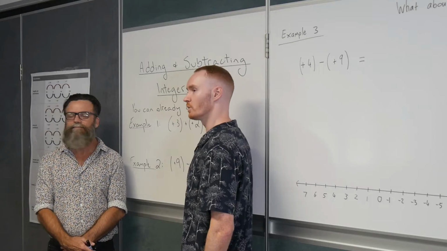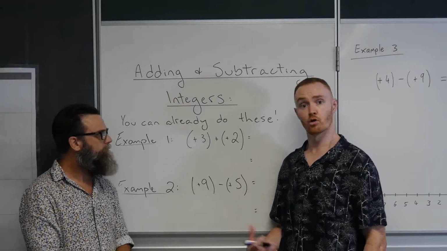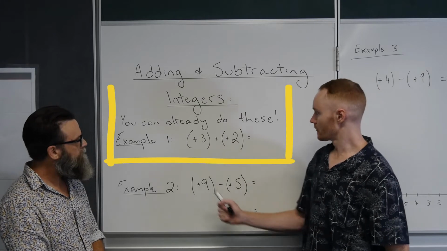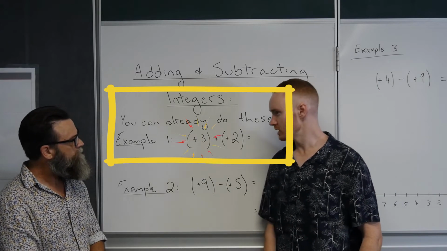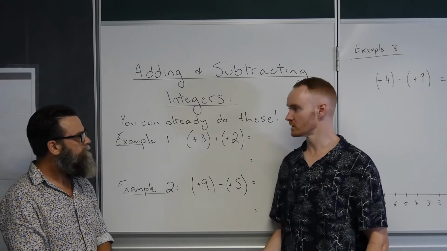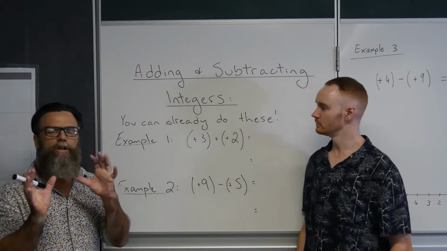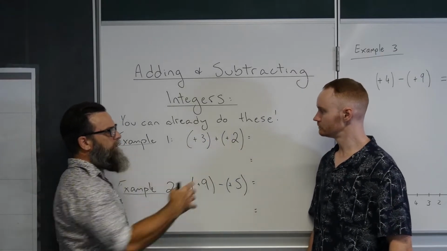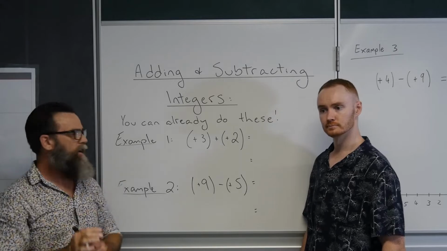Fantastic. So let's start by looking at some of the operations that we can already have a good crack at. Sure. Example 1. We've got positive 3 in a bracket there, plus positive 2 in a bracket. Mr. Wilkie, why are we representing these in brackets? Yes, when we look at integers, we really need to appreciate whether they're positive or negative, and we show that they are by putting that inside an actual bracket.